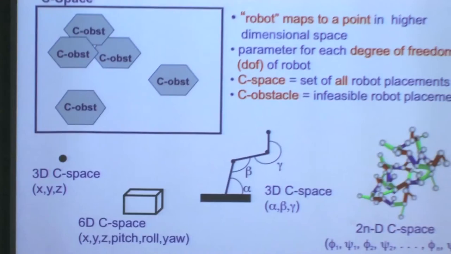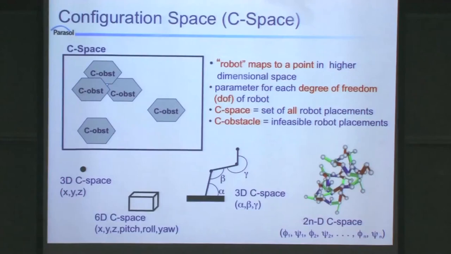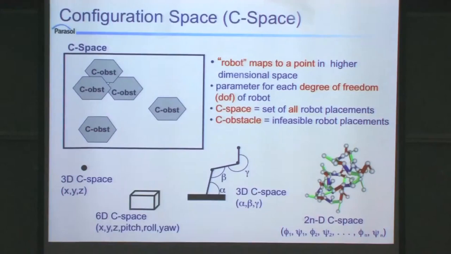So here's the definition of configuration space. How many of you are actually familiar with it? Okay, not too many. All right. So in this space, my movable object, I'll probably call the robot often, maps to a point in this higher dimensional space. And we have a parameter for each degree of freedom of the robot.